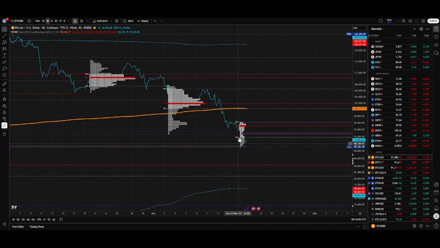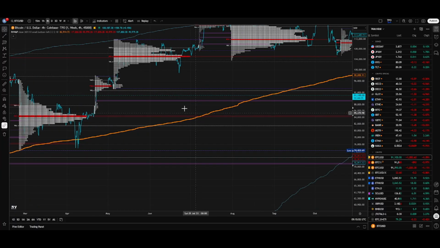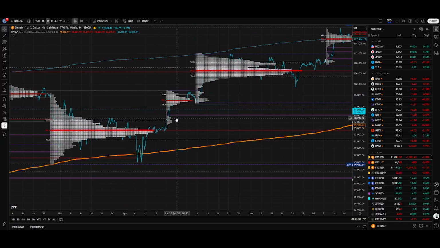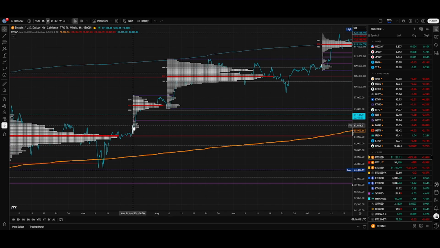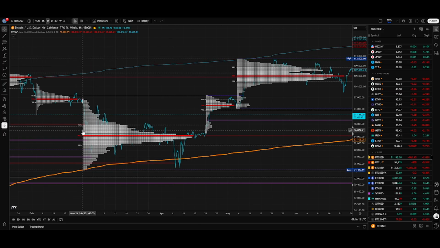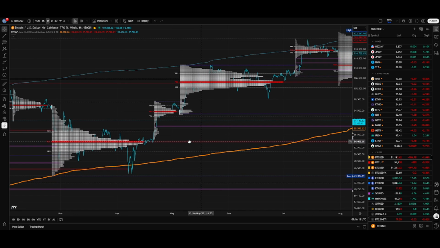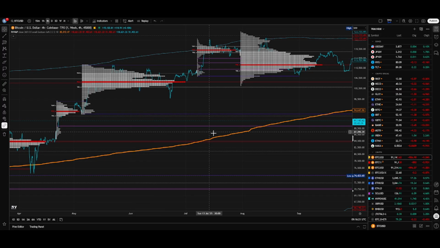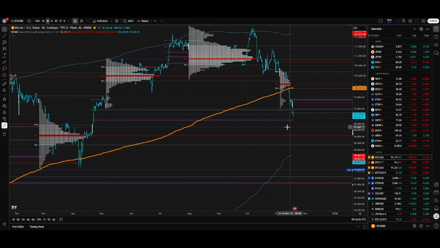It tried to fill these naked points of control, these naked single prints. But if we go back here, remember how I pointed out that lower 80K? Look at these single prints that need to be filled. Those are big single prints that need to be filled. The point of control is down here at 84 from earlier this year for this huge profile. But these single prints need to be filled, and I pointed that out before. That's a pattern that Bitcoin usually does. It goes and fills them, right?